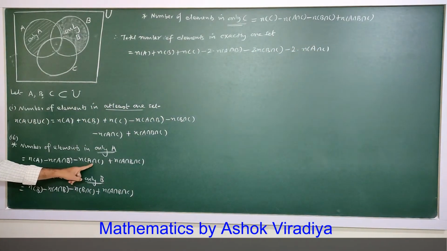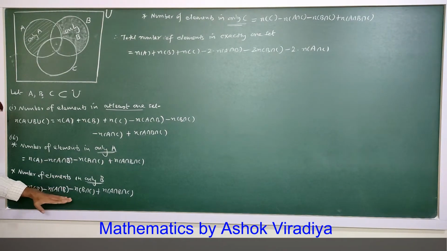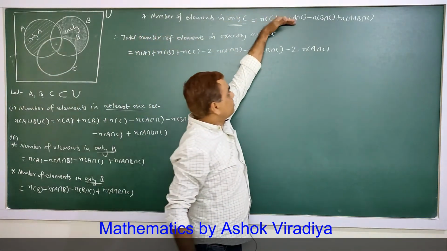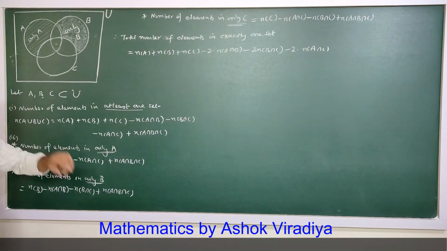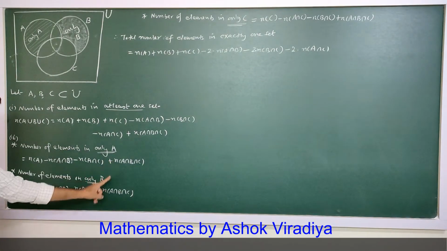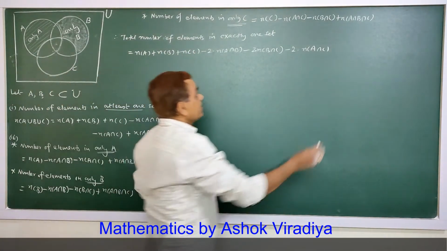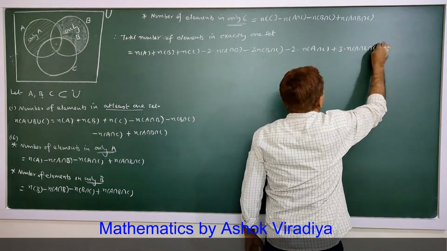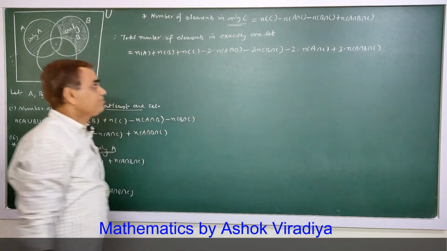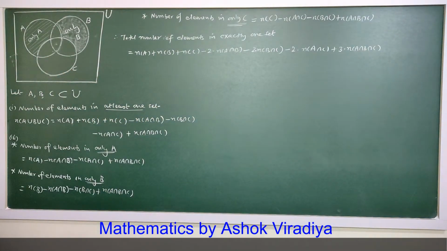Here it is C. So we are adding these three equations, 1, 2, 3. So this is addition of these three equations. Then this is plus 1 plus 1 plus 1, that is plus 3 times n of A intersection B intersection C. So total number of elements in exactly one set. This is the formula.